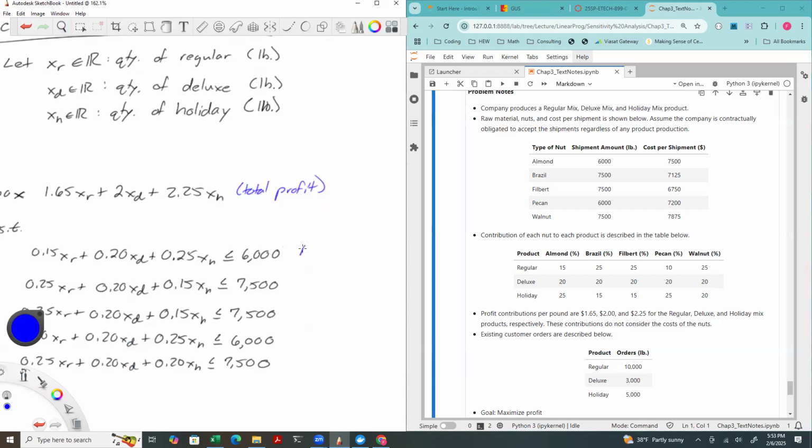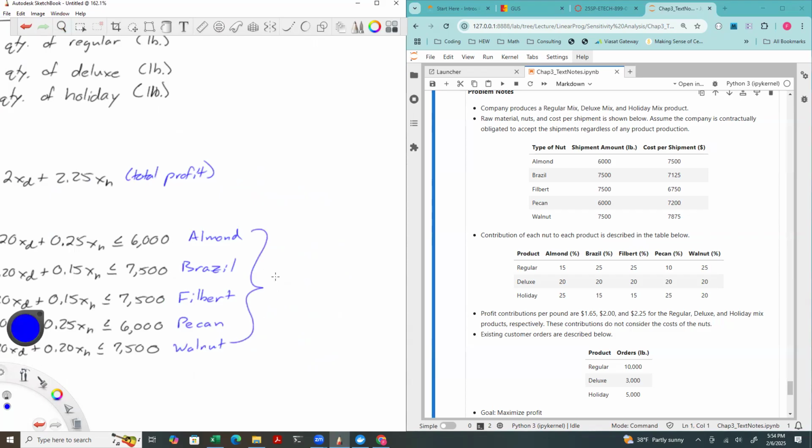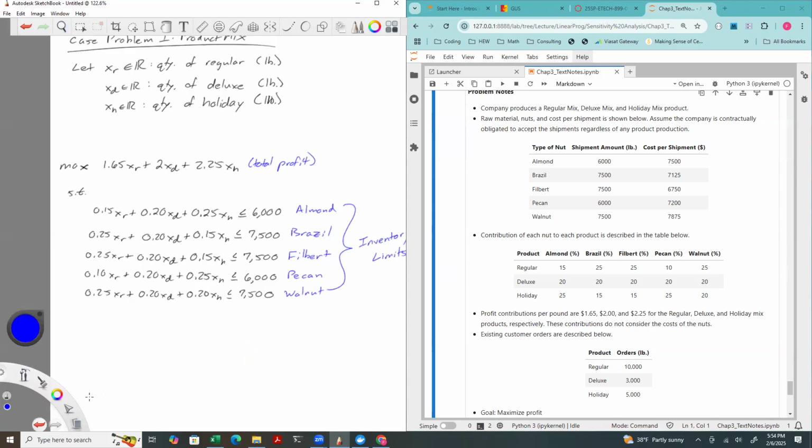This was almond, Brazil, filbert, pecan, and walnut. I'll say all these are inventory constraints, essentially. Okay. So hopefully that's making sense, and we've seen very similar things before.